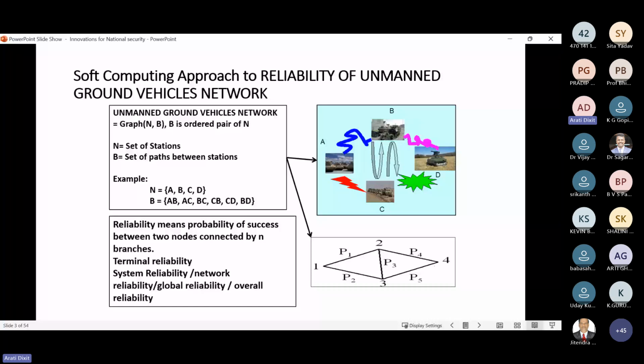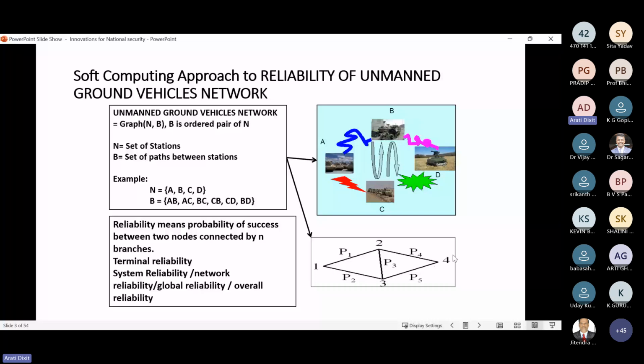So in this proposed methodology, the term I would be using is terminal reliability. That is, terminal reliability is the reliability of reaching from one point, one station, which is called the source, to the other station, which is called the destination. So what is the reliability of that?